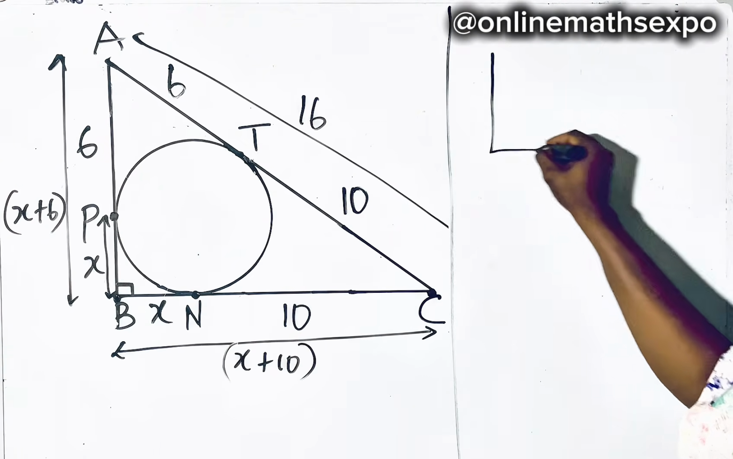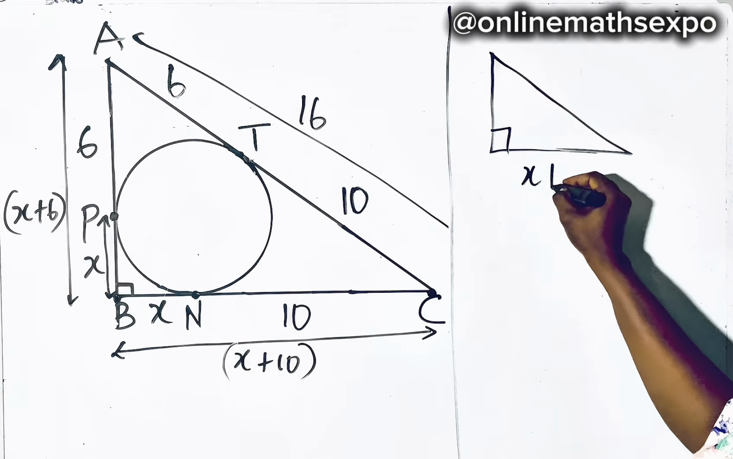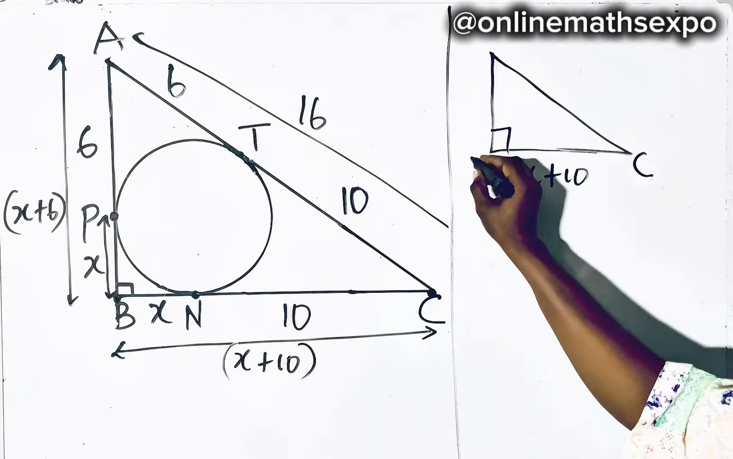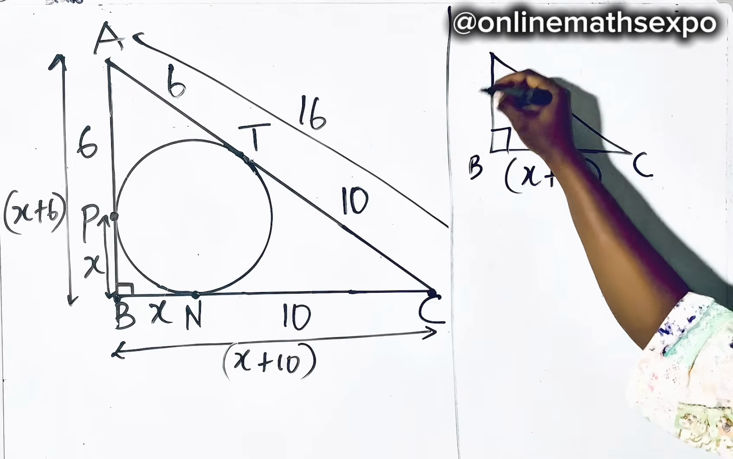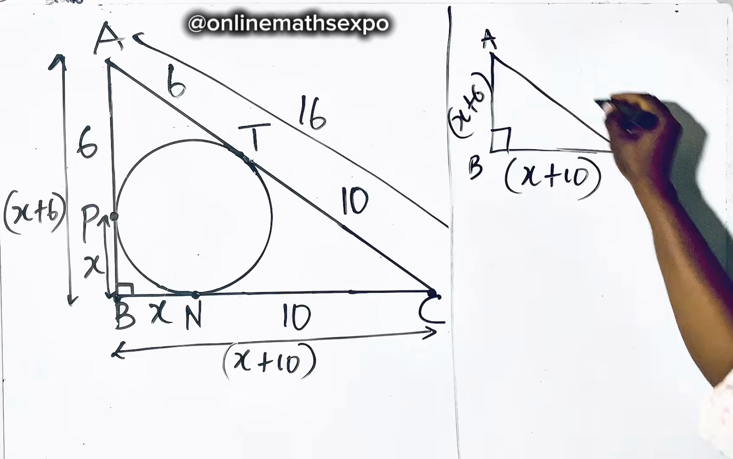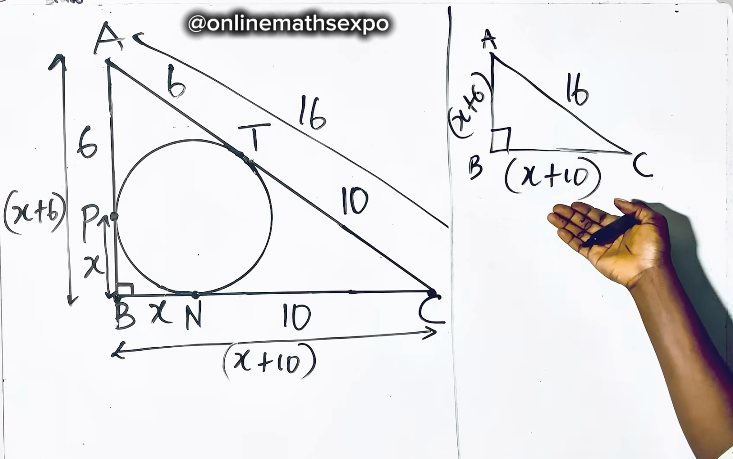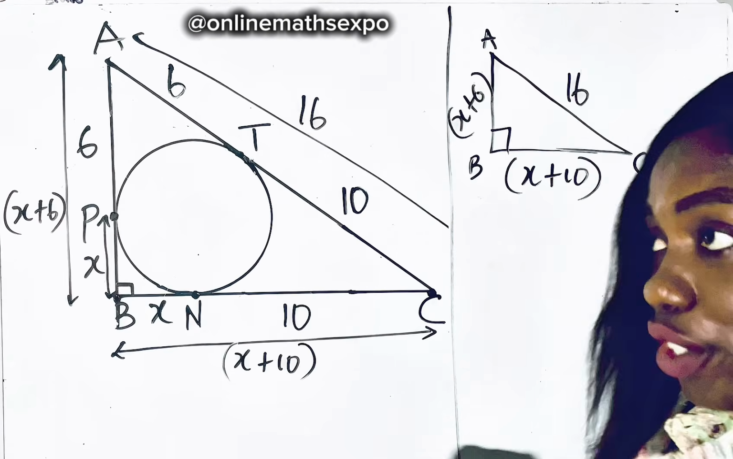So we have this shape drawn this way. This length measures x plus 10. Here is C, here is B. This one measures x plus 6, and this whole length measures 16 units. Now, remember that since you're working with the three sides, we said you apply your Pythagorean theorem.